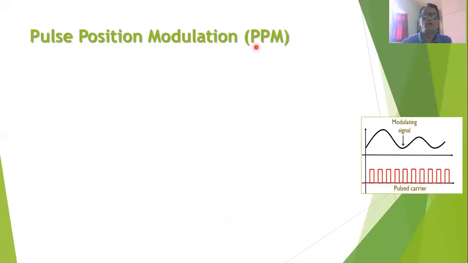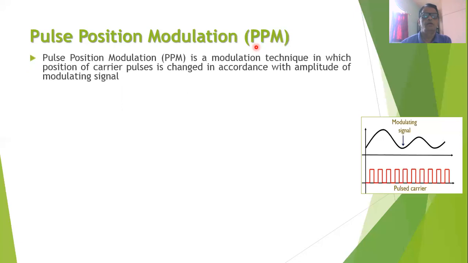Now we will go for the discussion of pulse position modulation. In short, it is called PPM. Pulse position modulation is a pulse modulation technique in which the position of the carrier pulses is changed in accordance with the amplitude of the modulating signal.